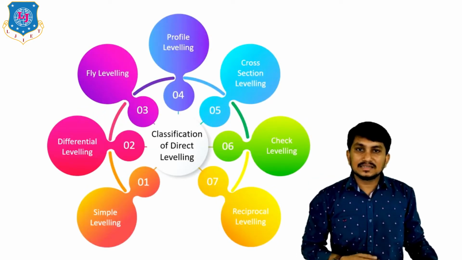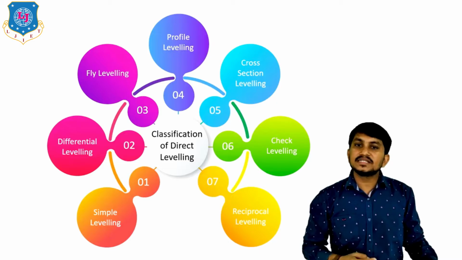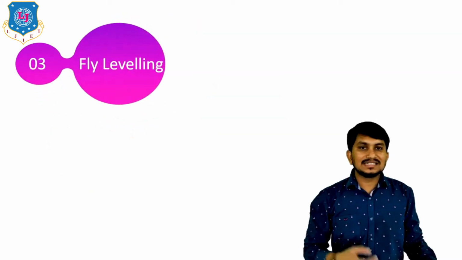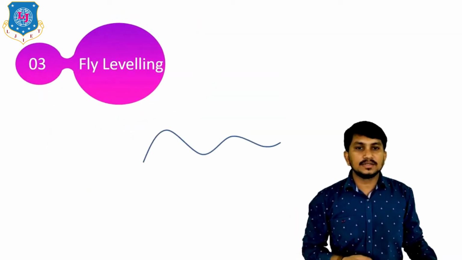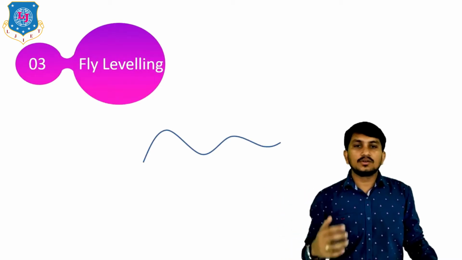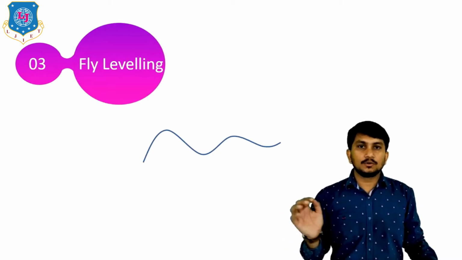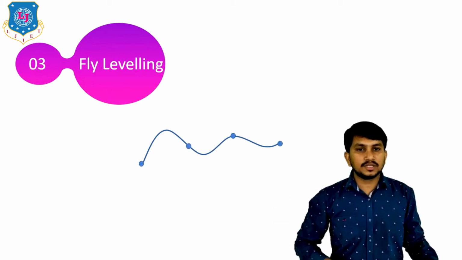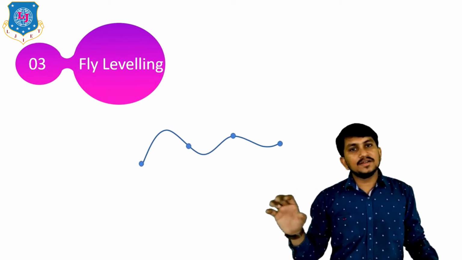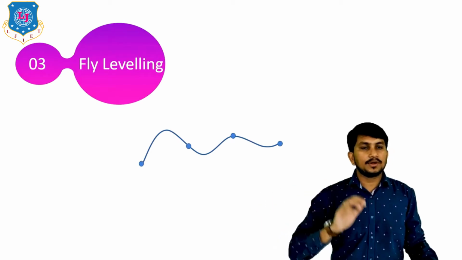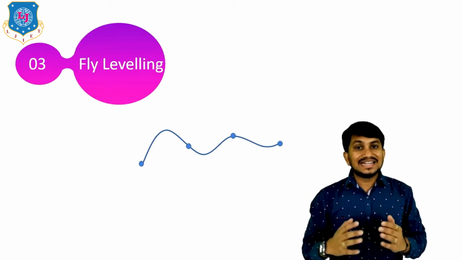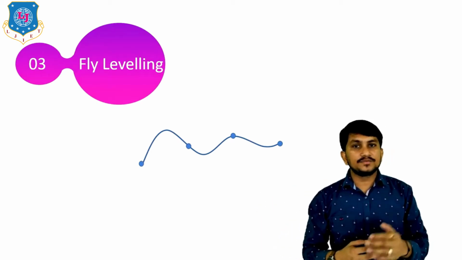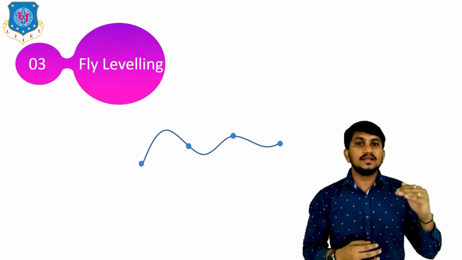Now let's discuss the third type of leveling, which is fly leveling. Let's discuss it by figure. Suppose there is an uneven ground. Our goal is to prepare the profile of this uneven ground. For that, a number of points are marked on the ground and we find out the level difference of these points. But here we have to find the level difference from the reference, the mean sea level.